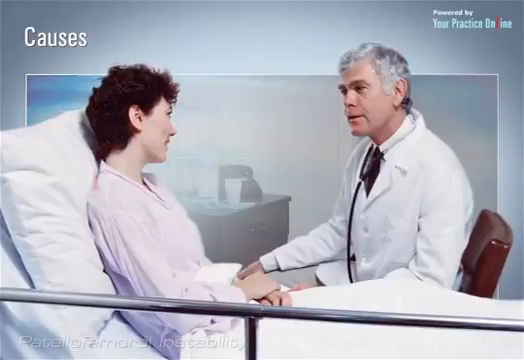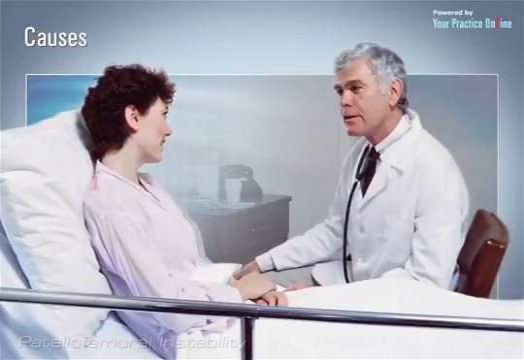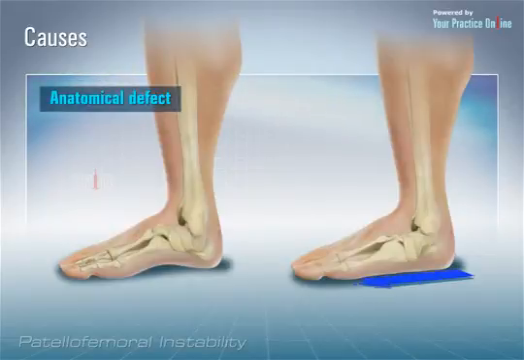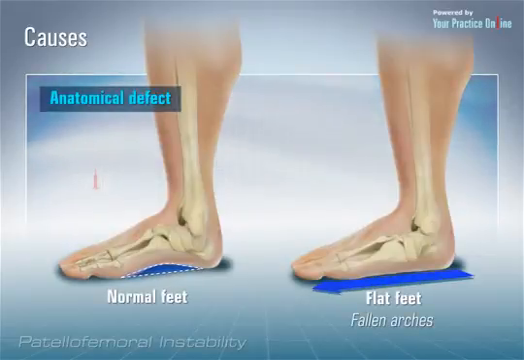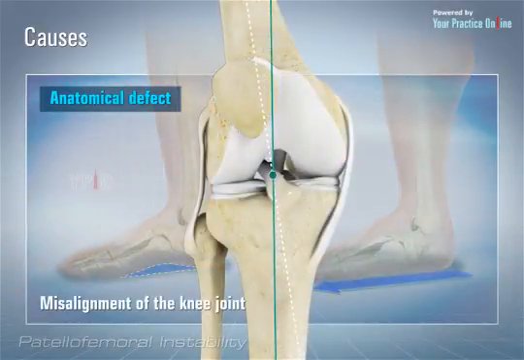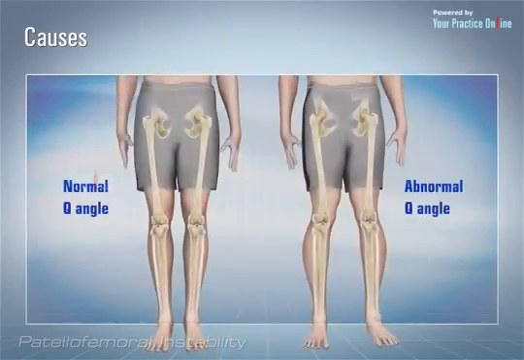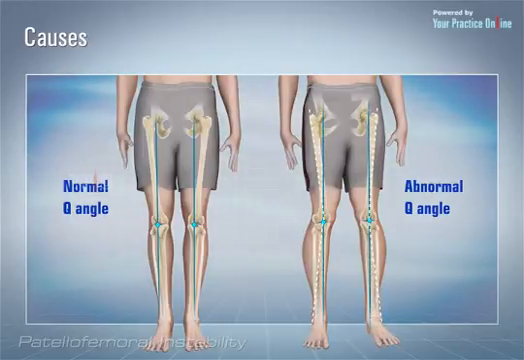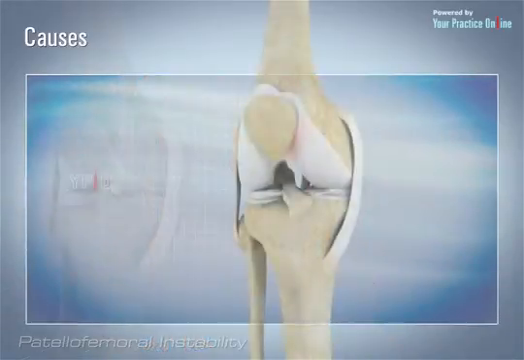A combination of factors can cause this abnormal tracking and include the following: anatomical defect, flat feet or fallen arches, and congenital abnormalities in the shape of the patella bone can cause misalignment of the knee joint. Abnormal Q angle. The high Q angle, angle between the hips and knees, often results in maltracking of the patella, such as in patients with knock knees.